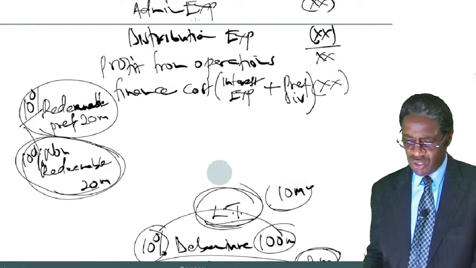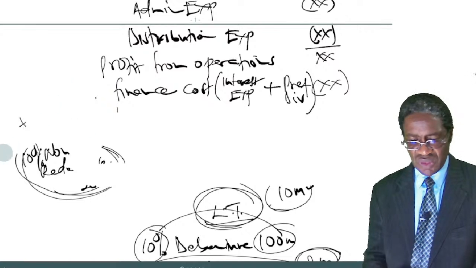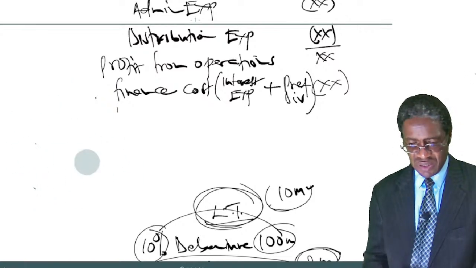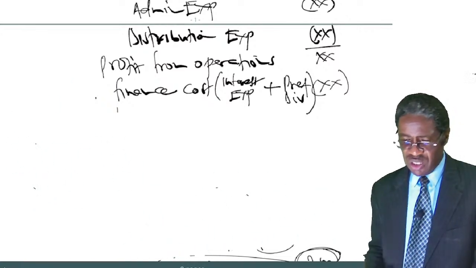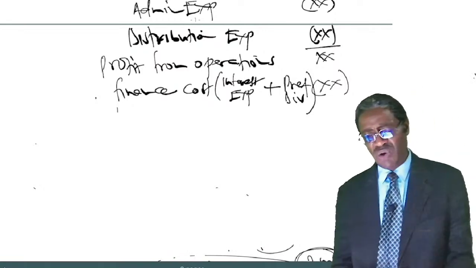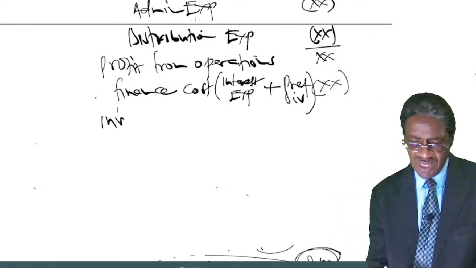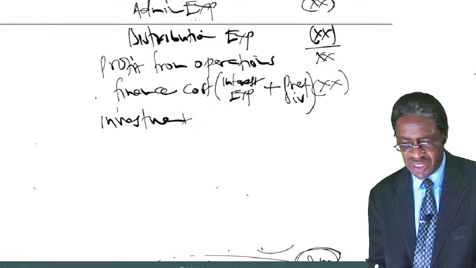So let me continue with the preparation of the income statement. We were at that point where you get the finance cost. Good. I'm assuming now you're through with the finance cost. Listen now. You now come to the next item, which we normally call investment income.